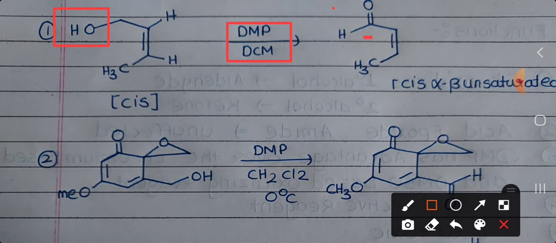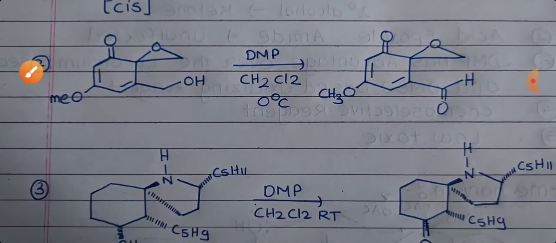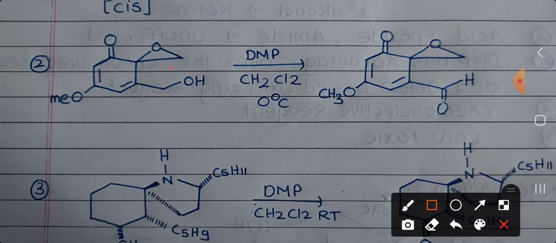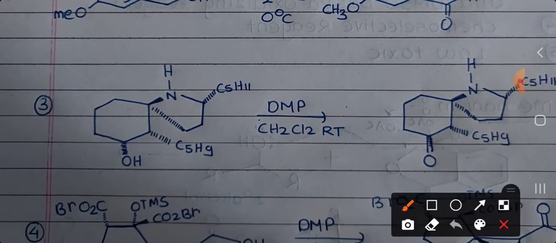In the second example, this example is also quite easy. You can see a primary alcohol group is given, that will get converted to the aldehyde by using the reagent. And again we will move towards the next example. In this example, the alcohol which is shown over here is a secondary alcohol that will get converted to the ketone.